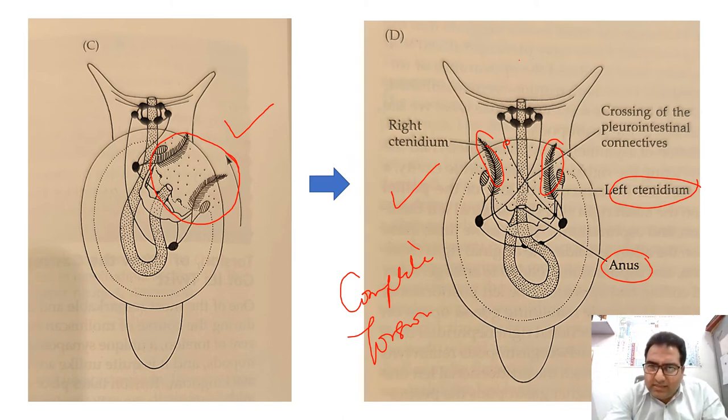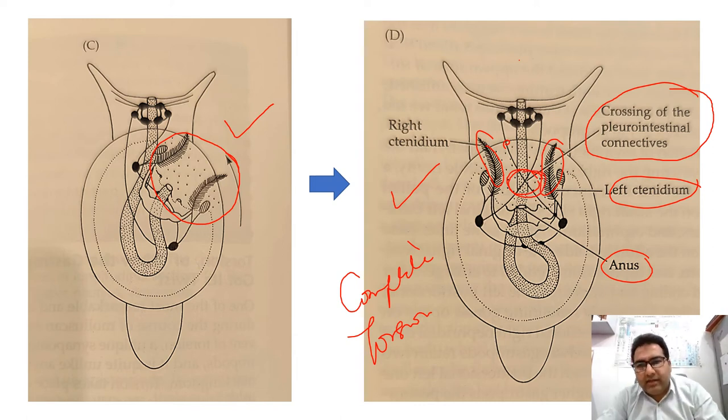So this is what I was telling you about the crossing of the pleuroneural connectives. When this crossing of the pleurointestinal connectives takes place, it turns the nervous system into the letter 8, and that is called streptoneury. The mantle cavity comes onto the anterior side, the ctenidia come onto the anterior side, the digestive system becomes U-shaped, and the crossing of the connectives makes the nervous system a letter 8.